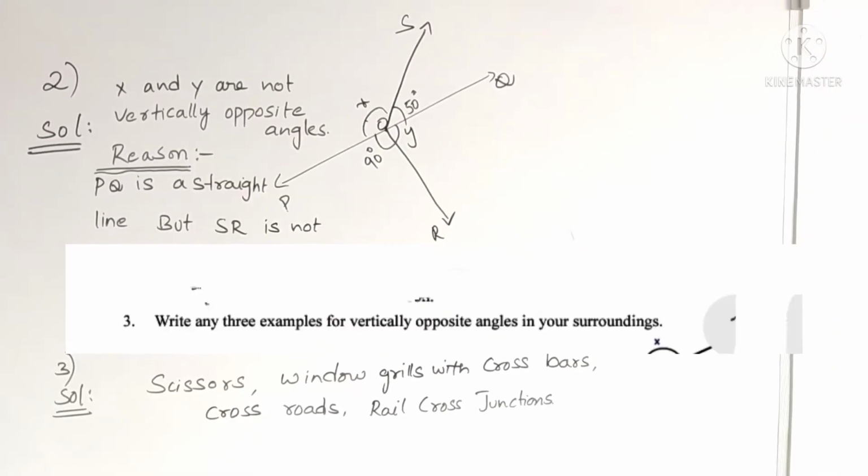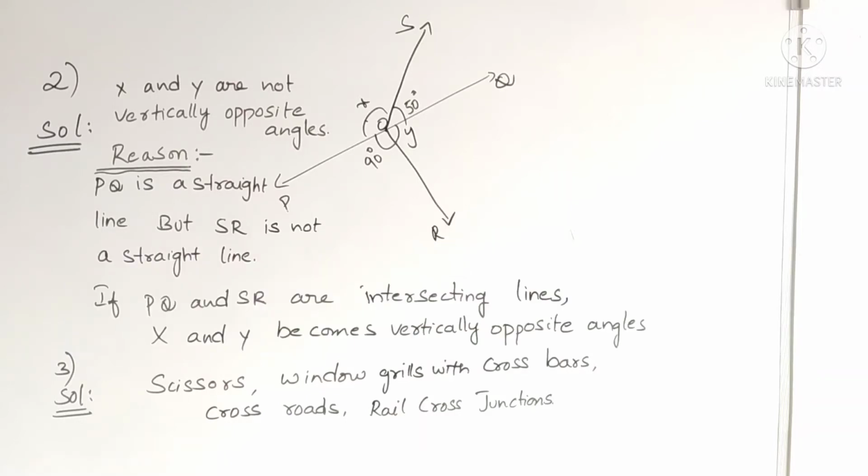If PQ and SR are intersecting lines, X and Y become vertically opposite angles. Okay. So third problem, write any three examples for vertically opposite angles in your surroundings. So we can write scissors, window grills with crossbars, crossroads and rail cross junctions. Okay. So these are the examples of vertically opposite angles.